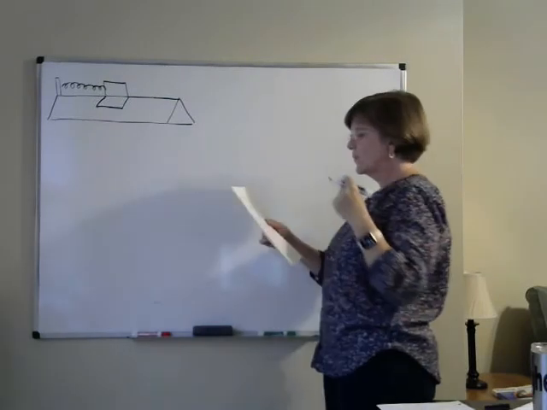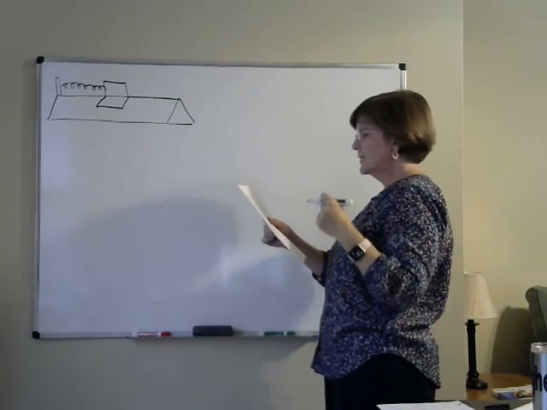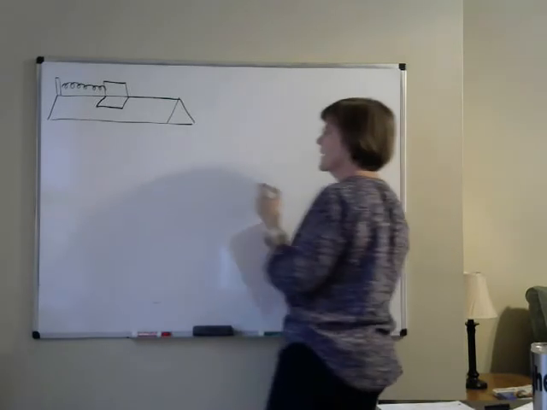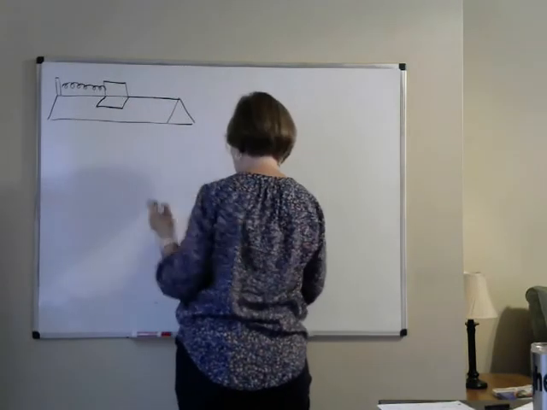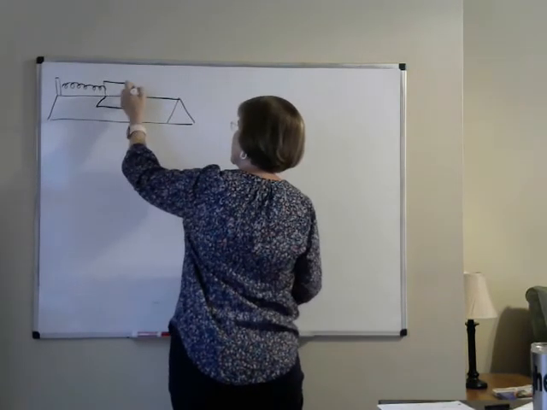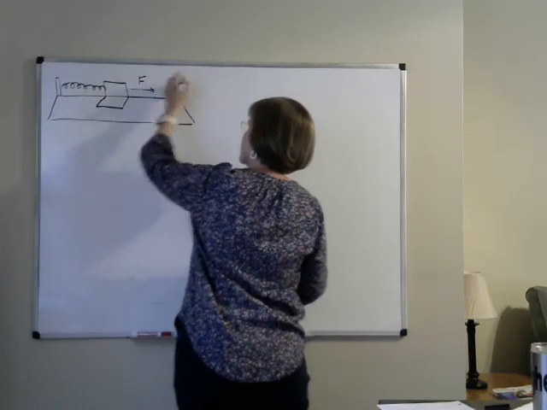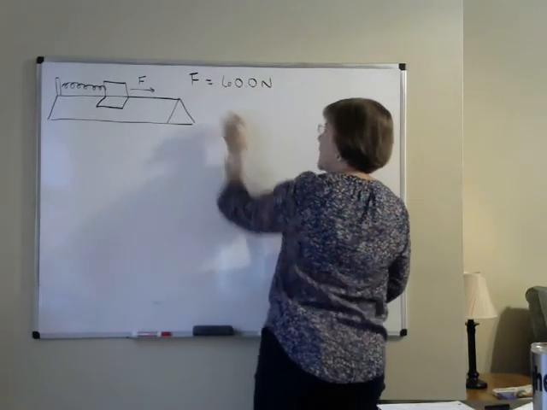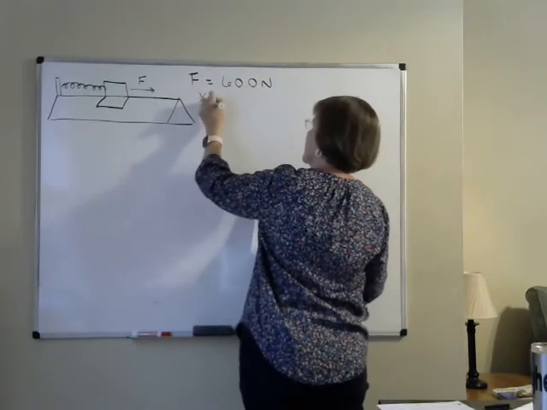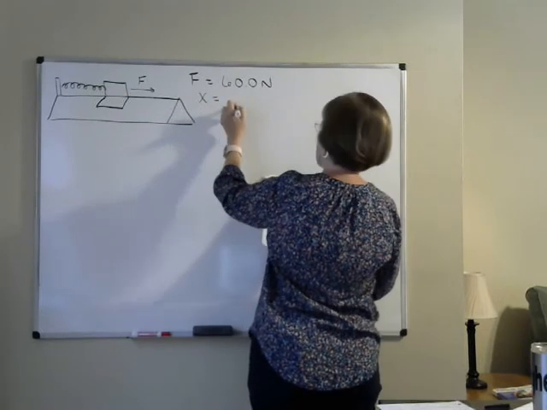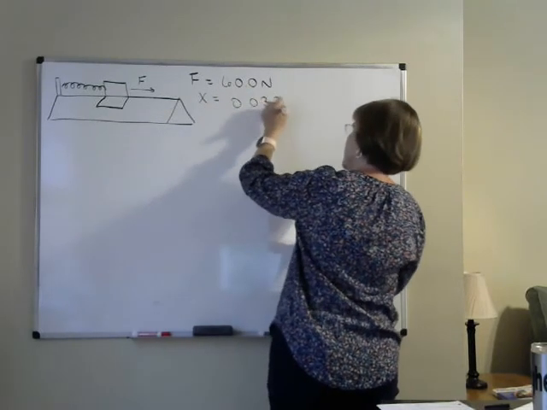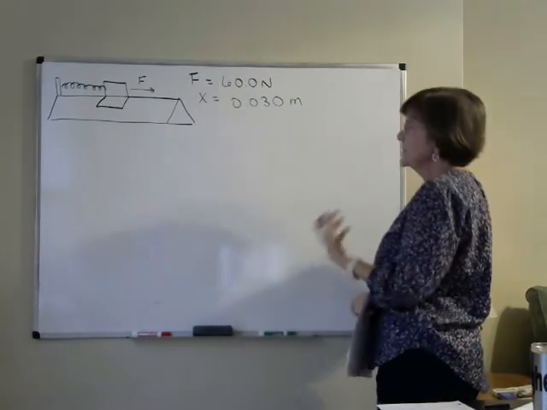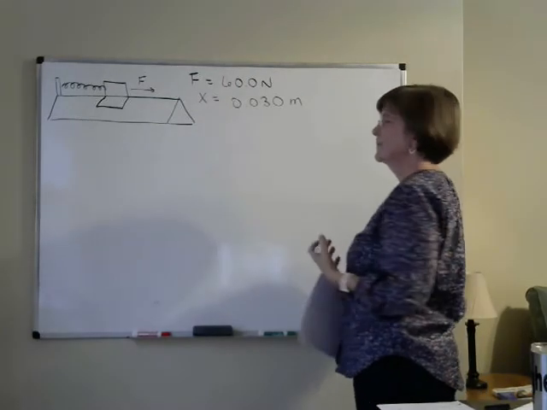It says a force of 60 newtons stretches the spring 0.030 meters, or 3 centimeters. So if I pull on this, I can pull this over and apply a force. When F is equal to 60 newtons, I'm going to move it a distance of 3 centimeters, or 0.030 meters. And the very first question, it says this, well, 60 newton force will stretch it 3 centimeters.